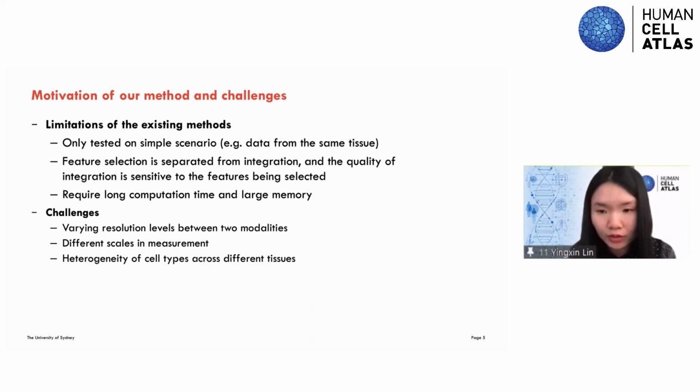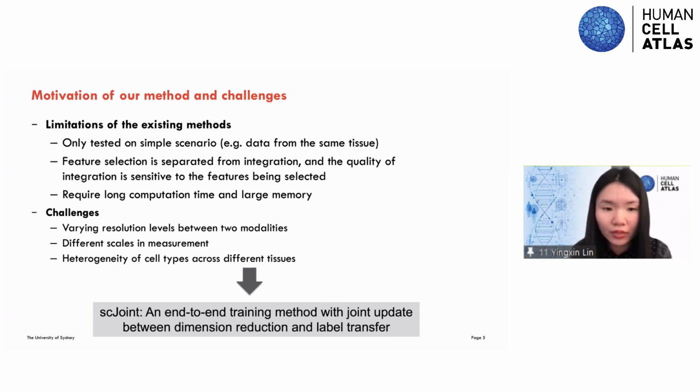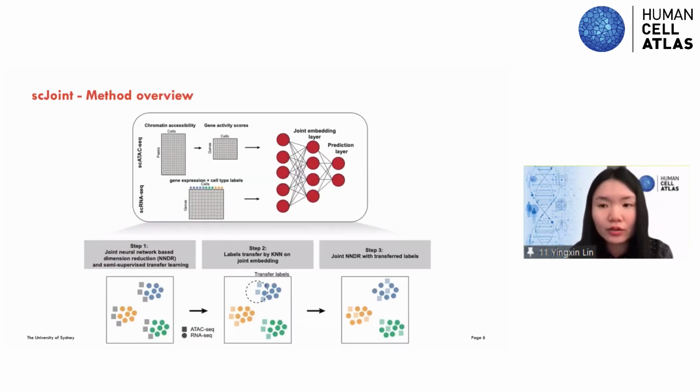To address these challenges, we have developed an end-to-end training method with joint update between dimension reduction and label transfer, named scJoint. The input of our method includes the gene activity scores matrix from single-cell ATAC-seq data, and gene expression and cell type labels from single-cell RNA-seq. The method consists of three main steps. Step one is a joint neural network-based dimension reduction and semi-supervised transfer learning. This is based on a neural network that contains a joint embedding layer and a prediction layer. The output of the first layer is a joint embedding for cells from single-cell RNA-seq and single-cell ATAC-seq.